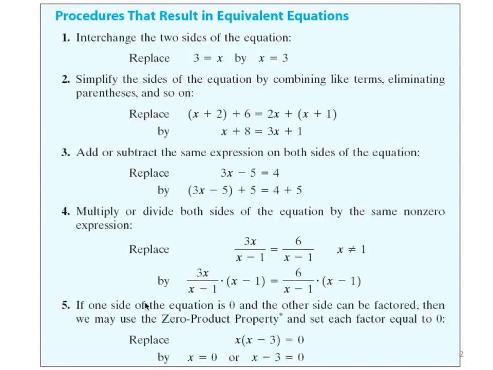You can also do the same thing with multiplying or dividing. You can multiply or divide both sides of the equation by the same non-zero expression, as long as you do it again to both sides. And when you end up with something like this, you can use the zero product property. If you have 0 on one side and the other side is factored, you can set each factor equal to 0 in order to solve it. That's the zero product property.